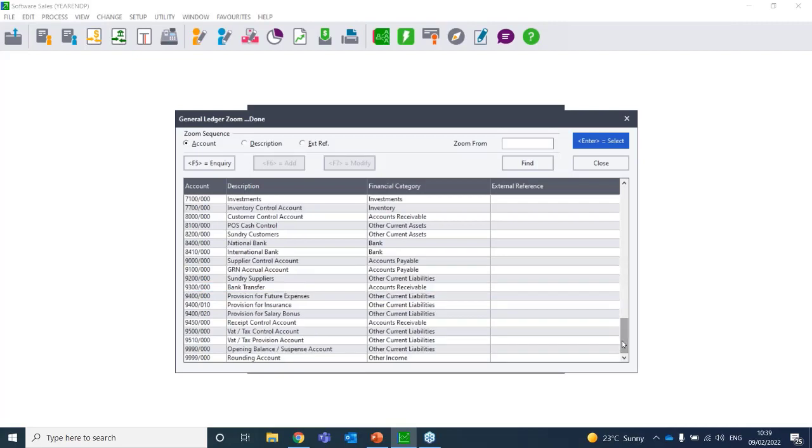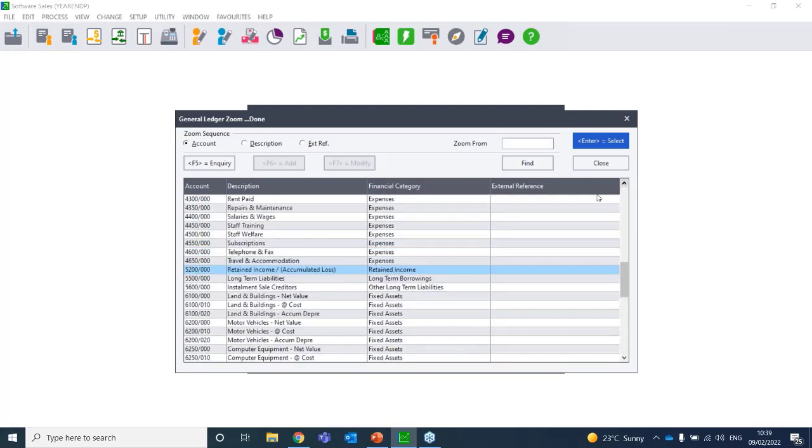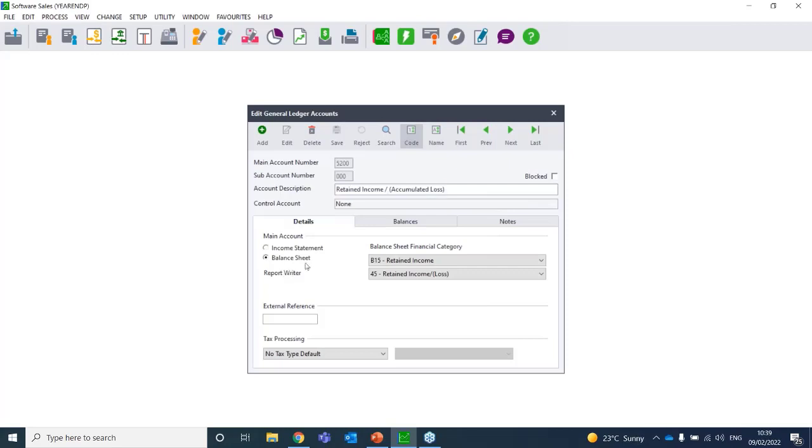And again, guys, it's very rare that you won't have one or that you'll have more than one. But it has happened, so we just ask that you make sure that you have one account with the financial category retained income. Guys, it is going to be a balance sheet account, and that's it. It's just one balance sheet retained income account. One. Please don't create one if you have one.